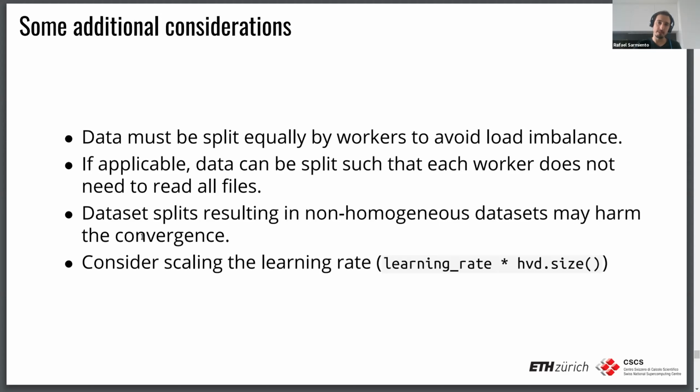So this is similar to the first one. Besides harming the throughput and the performance, you can harm also the convergence if your data set is not well homogenized, but maybe this is true also for single node.